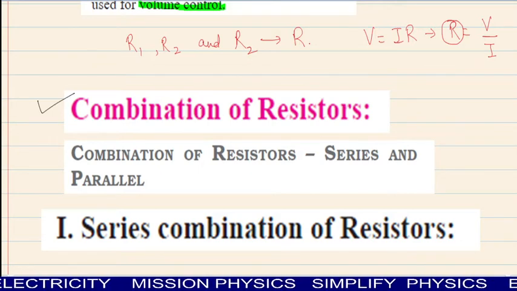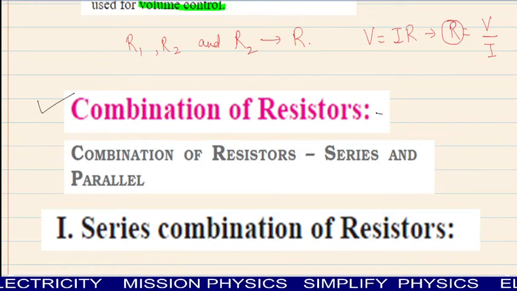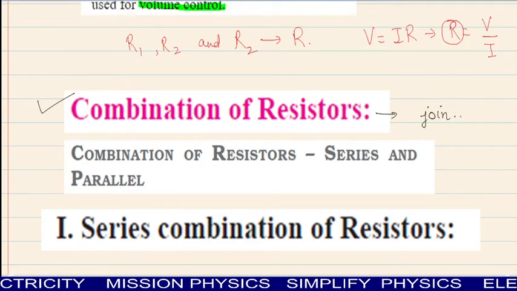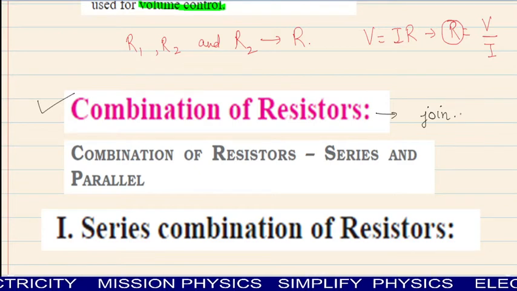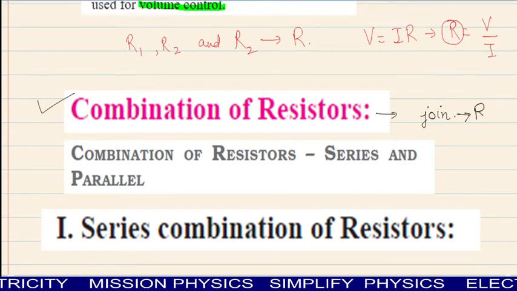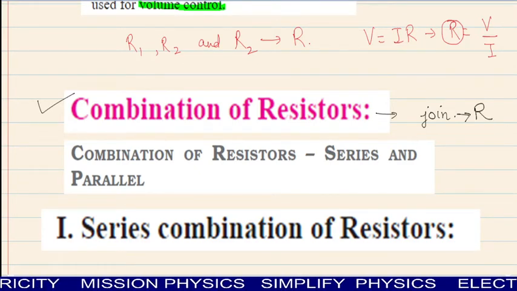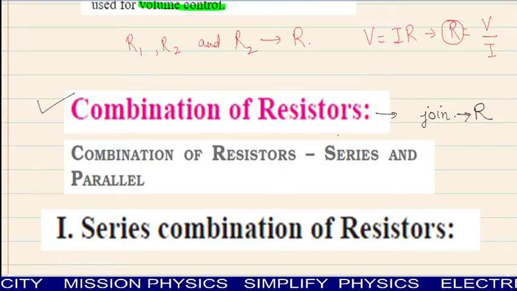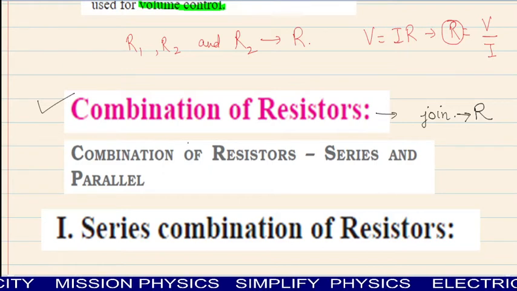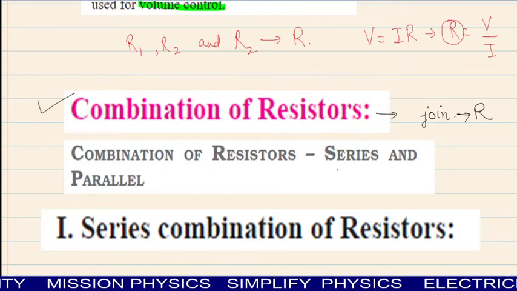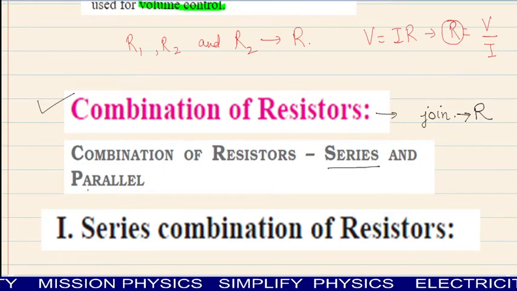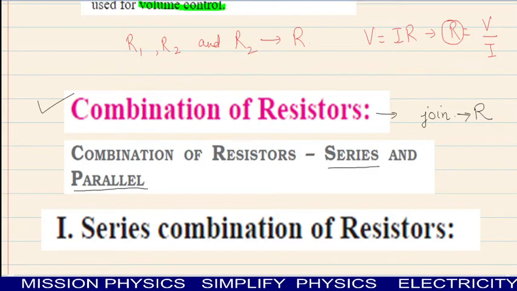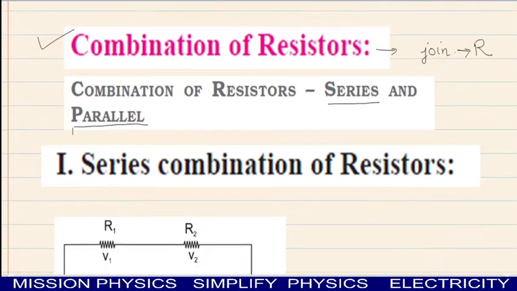We will join resistors together. So joining a combination of resistors to get a particular value of resistance is called combination of resistors. Basically there are two types of combinations. One is series and another is parallel. So first is called the series combination.